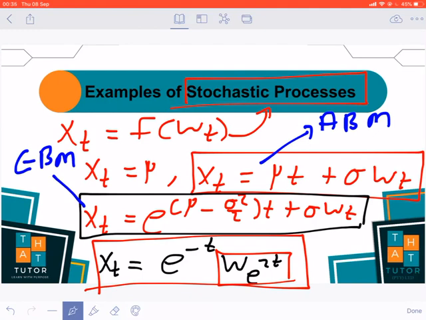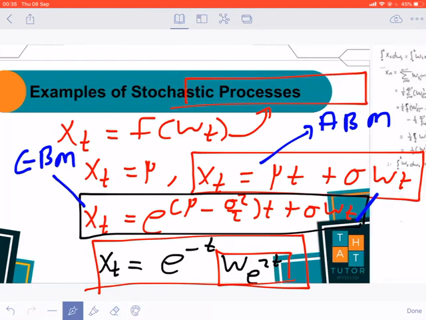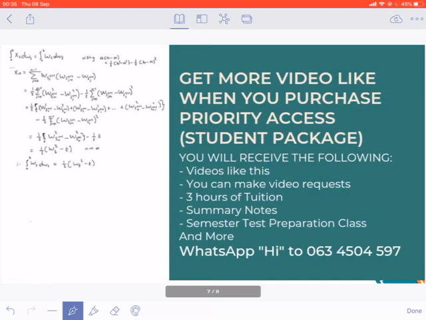And this last one is actually going to be called the Ornstein-Uhlenbeck Brownian motion. I don't know how to say the name. Okay, fine. So it is not in our course for now. But anyway, I hope this helps you understand the basics of a Brownian motion.